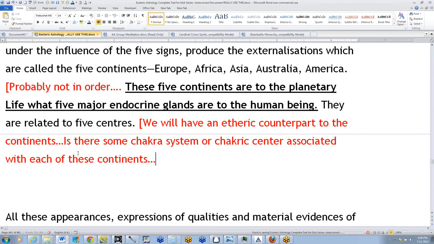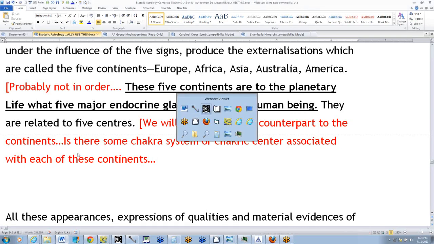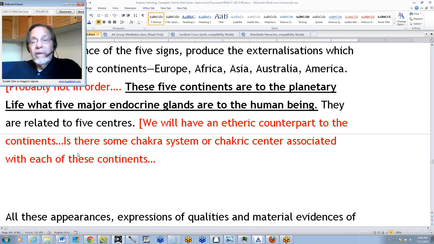the pineal gland is associated with the head center, right? And the pituitary gland with the abdomen center, and the thyroid with the throat center, right? And the thymus with the heart center, and the pancreas with the solar plexus, and the gonads, ovaries with the sacral center, and the adrenals with the base of the spine center. So there's always a chakra associated, and it's going to be in subtler matter. It's as if the continent was produced by an etheric prototype, which has a particular place in the human being.